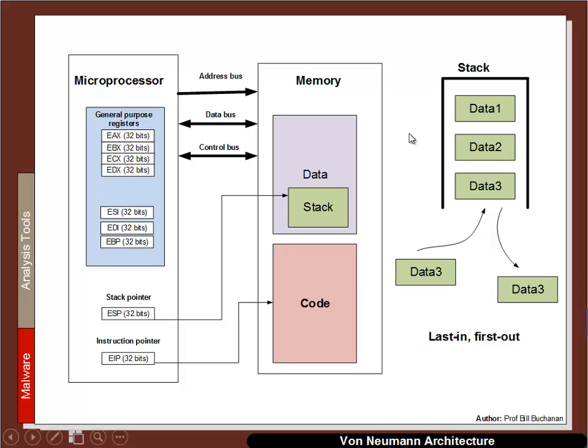We have a shared memory inside our processor, our x86 architecture, where code and data share the same memory but have different end pointers.